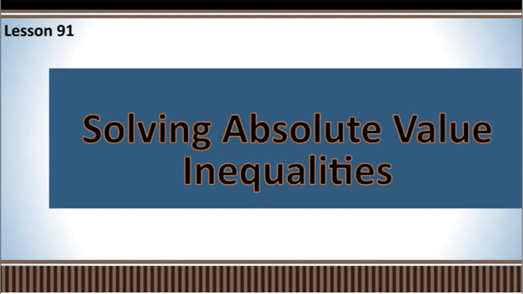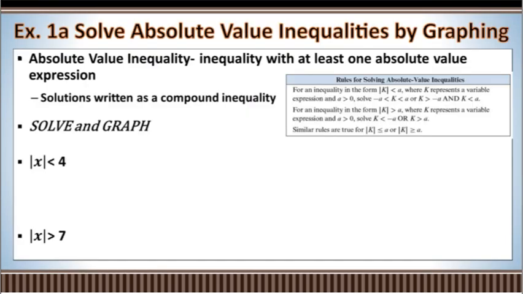Lesson 91, solving absolute value inequalities. So let's review what absolute value inequalities are. They're just inequalities with at least one absolute value expression, and the solution is written as a compound inequality. And remember, we can either have conjunctions or disjunctions.